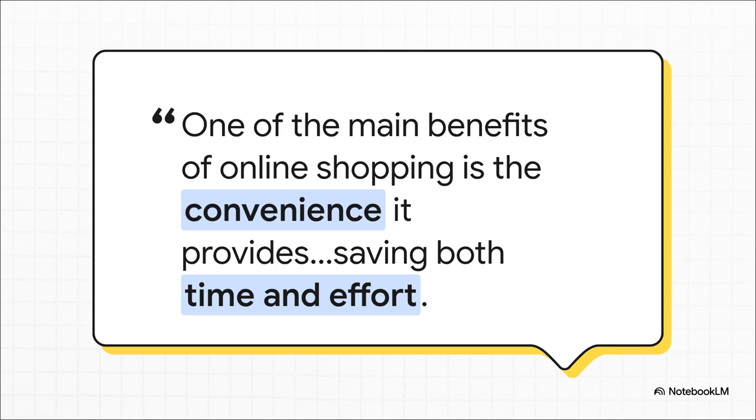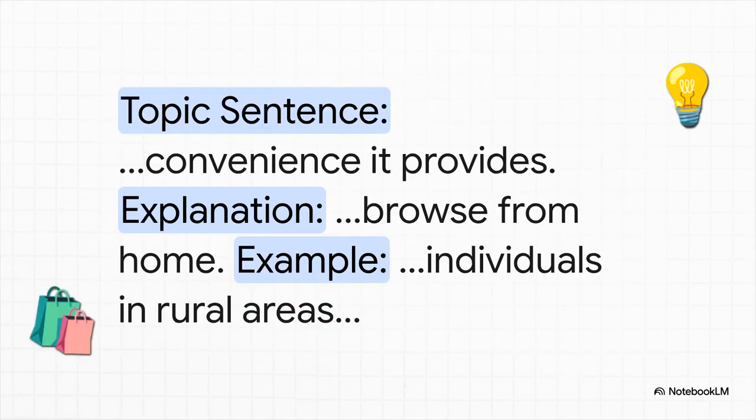It's convincing, but why? What is it that makes this a Band 9 paragraph? Well, it's because it follows our formula to the letter. You can see it highlighted right here. It starts with a super clear topic sentence about convenience. Then it explains what that means, browsing from home. And it finishes with a concrete example, people in rural areas. Topic sentence, explanation, example. It's that simple and it's that powerful.